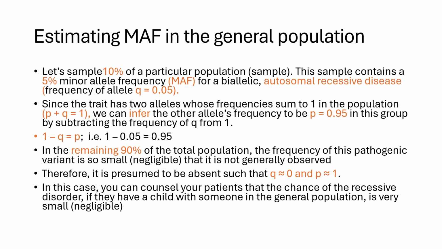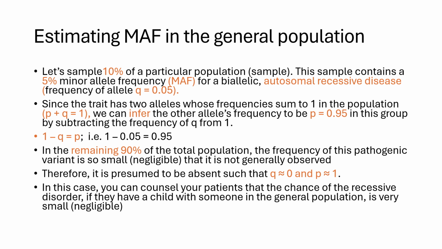So in the remaining 90% of the total population, the frequency of this pathogenic variant is so small, it's negligible, that it is generally not observed. So we don't really see the Q allele as much in the general population. It's special for this particular small population with a high incidence of a recessive disease. Therefore, it is presumed to be absent, such that in the entire remaining 90%, not this 10% sample that we took, we assume that Q is 0. Therefore, if Q is 0, P has to be 1, approximately, of course.